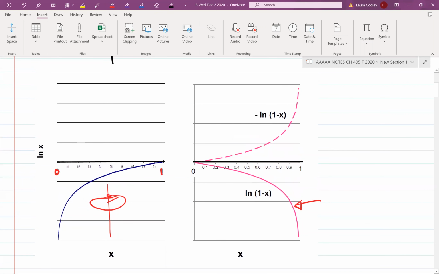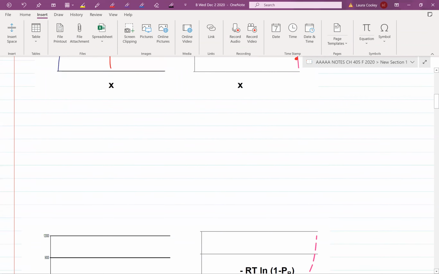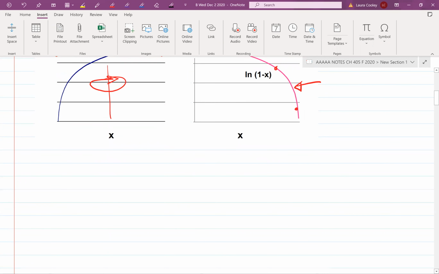And then if you take the negative of that, you just flip it. Whatever is negative, you make positive; more negative, more positive. So you just flip it around the x-axis. This dotted line here is a graph of the negative of the natural log of 1 minus X.